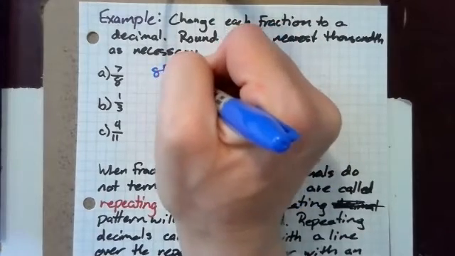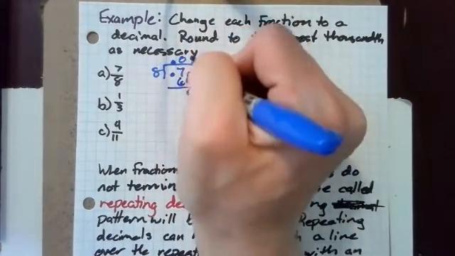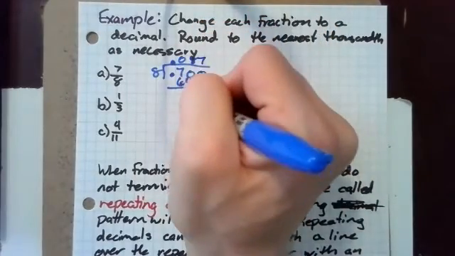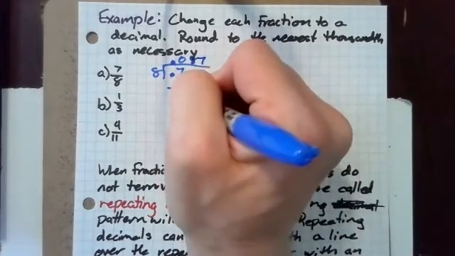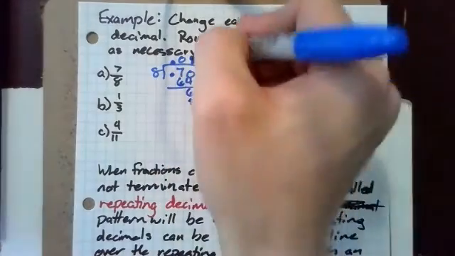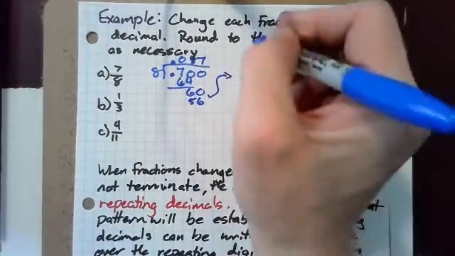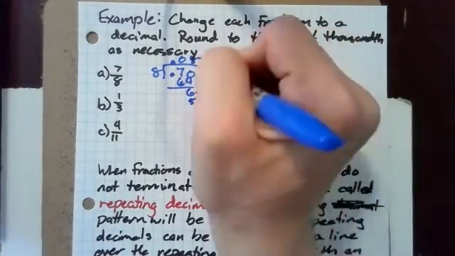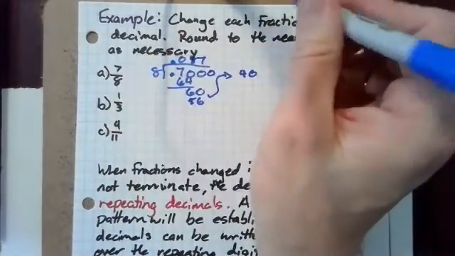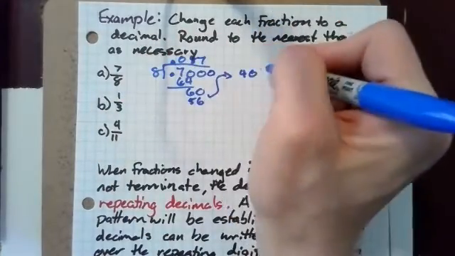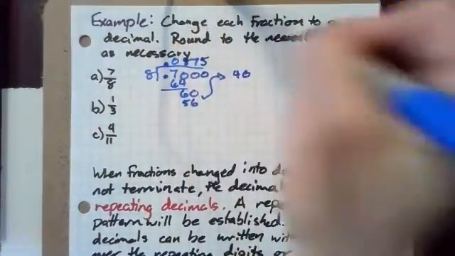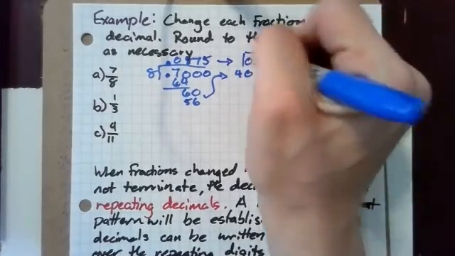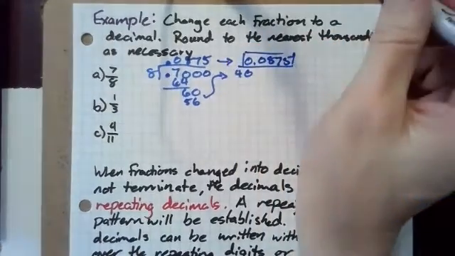8 times 8 is 64, and subtract, and I get a 6. Bring down another 0. 8 goes into 60 7 times. 8 times 7 is 56. And so I get a 4 out of that, and I get another 0 from there. And 40 divided by 8 is 5. So there is our decimal, 0.875. We don't need to round this because that is a perfectly good decimal as it stands.